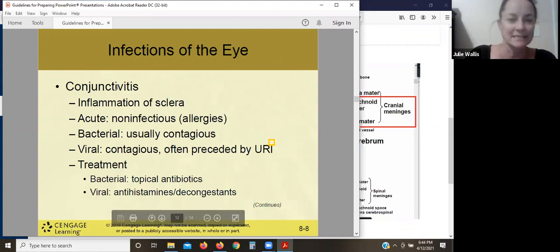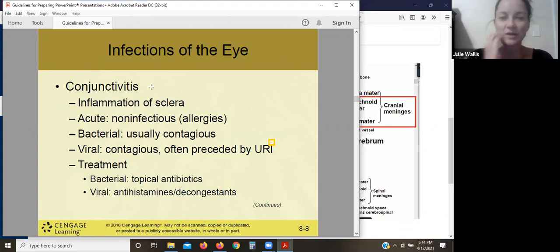Conjunctivitis, also known as pink eye. There's some lovely pictures in your book if you've never had pink eye or known anybody that did. Highly contagious. If it is just allergies or something like that, obviously it's non-infectious, but if it is bacterial or viral, it is contagious.